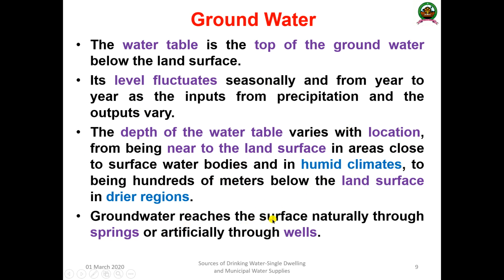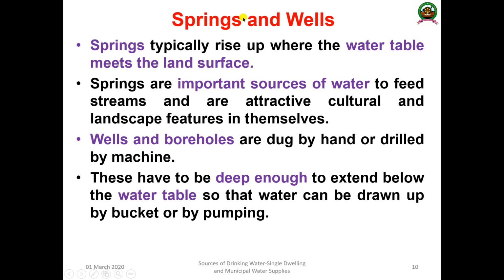Groundwater reaches the surface naturally through springs or artificially through wells. So groundwater mainly reaches the surface by springs or through wells, and springs and wells are the major types of groundwater sources. Springs typically rise up where water tables meet the land surface. Springs are an important source of water to feed streams, and other attractive cultural landscape features in themselves.